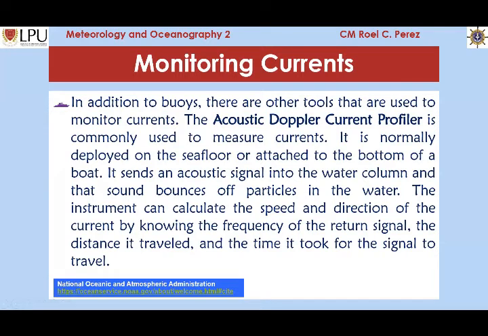In addition to buoys, there are other tools that are used to monitor currents. The Doppler current profiler is commonly used to measure currents. It is normally deployed on the seafloor or attached to the bottom of a boat. It sends an acoustic signal into the water column, and that sound bounces off particles in the water. The instrument can calculate the speed and direction of the current by knowing the frequency of the return signal, the distance it traveled, and the time it took for the signal to travel.